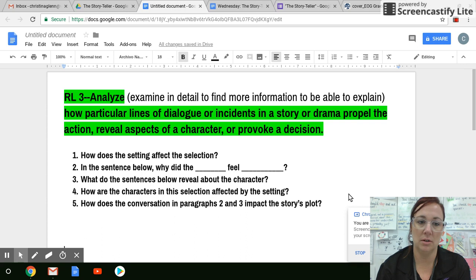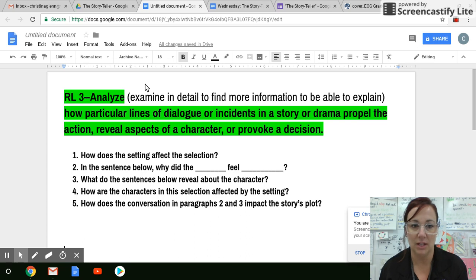So today's particular text standard that we're going to discuss is RL3. If you look at your screen, it's highlighted in green. Analyze, and we know that analyze means to examine in detail, to find more information to be able to explain. So we're going to analyze particular lines of dialogue or incidents in a story, plot details, or a drama, if it's a play or whatnot, to propel the action. Again, does the dialogue, was it positive? Is it positively propelling the action? Meaning, is it making the action, the story go further along in a positive light?